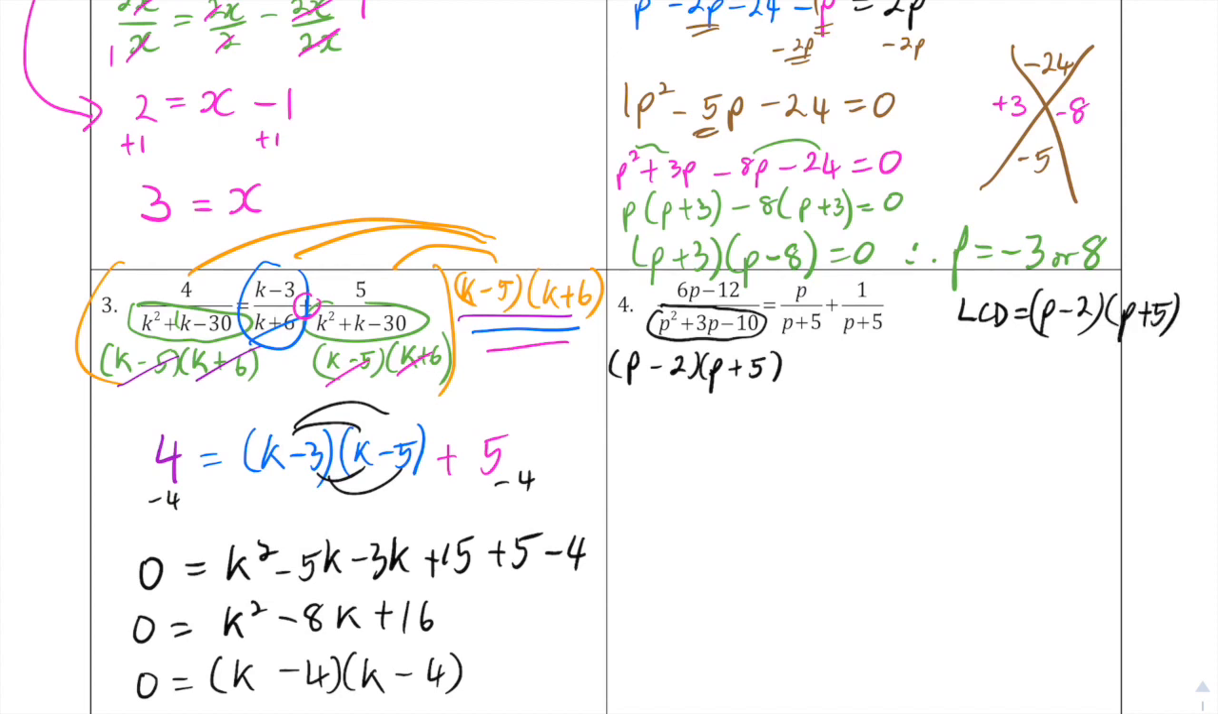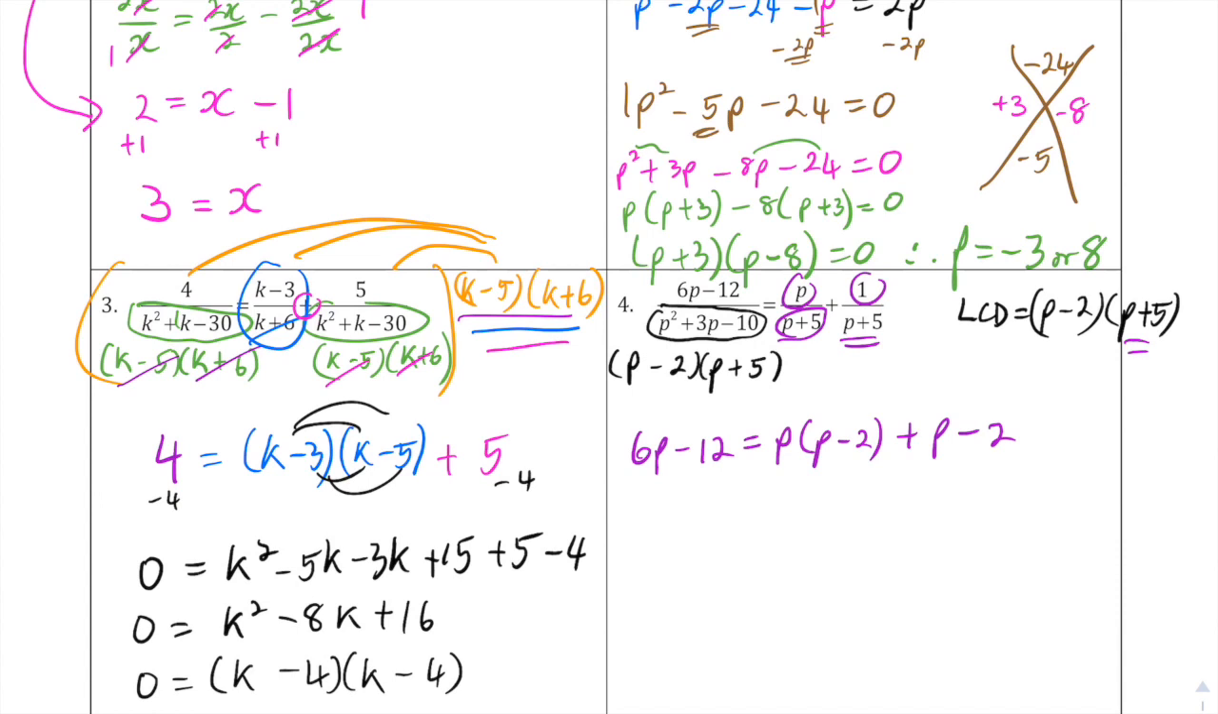Lowest common denominator is going to be p minus 2 multiplied by p plus 5, and I'm going to multiply each of the terms in my equation by the lowest common denominator. And so after multiplying I should get 6p minus 12 is equal to, in this case the p plus 5 will cancel and I will be left with p, which is the term on top, multiplied by p minus 2, plus, once again, p plus 5 will cancel with this p plus 5, and in this case I'm left with p minus 2 multiplied by this one, which stays exactly the same.